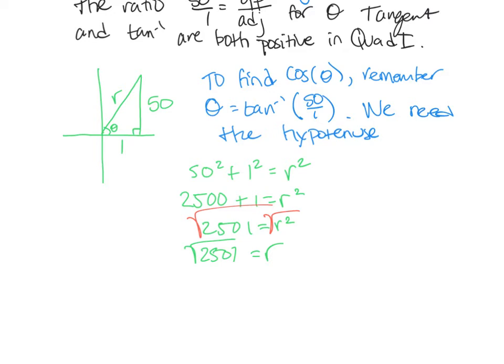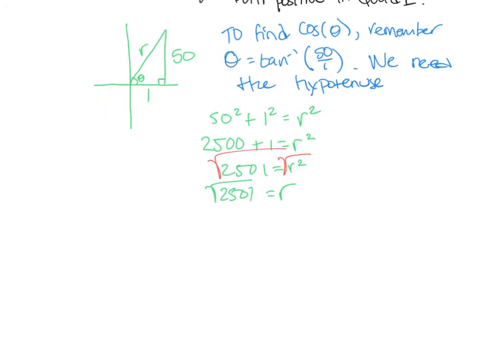When I start working here, remember we said we needed to find the cosine of this, so I can say cosine of theta is equal to adjacent, pardon me, not opposite, adjacent 1 over hypotenuse square root of 2,501. Now that is not great. Let's rationalize that.